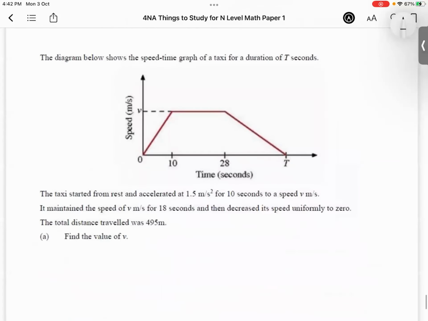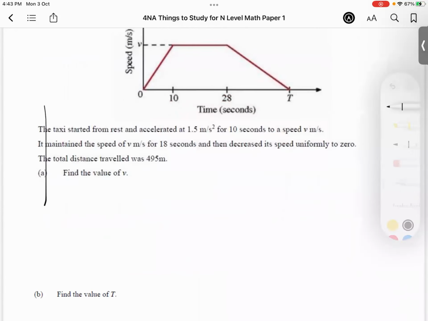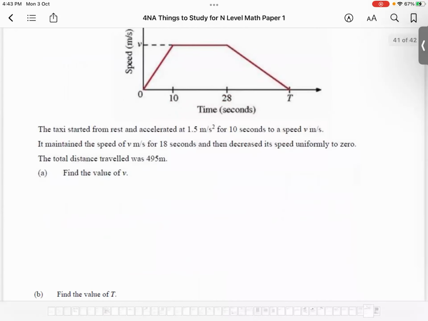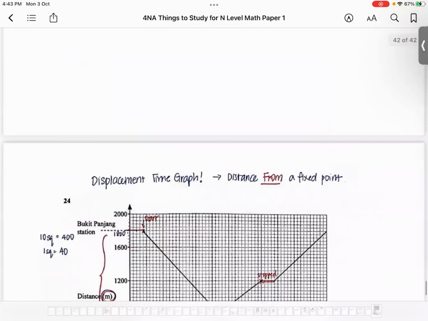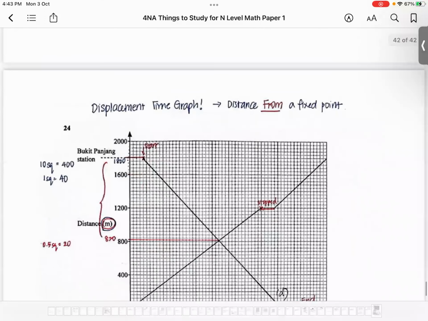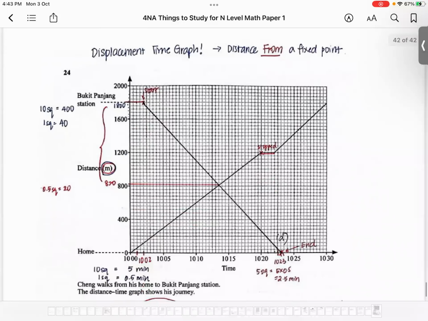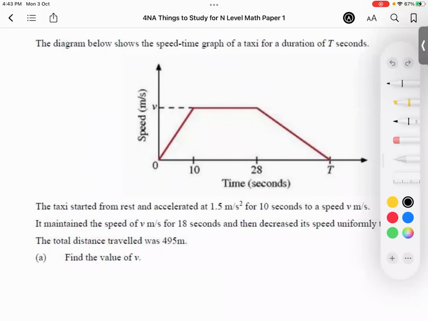Do you need me to go through this question? Last already. I think this is the last, right? Let me check. Yeah, this is the last page. The other one, this one, too long already. You can watch the video for 2021 paper 1, the explanation. Okay, I just explained last question for speed time.